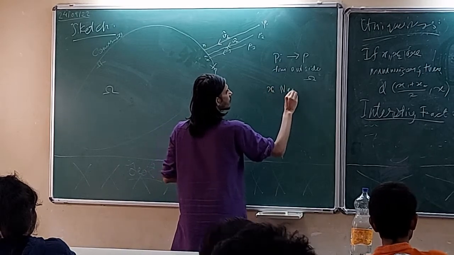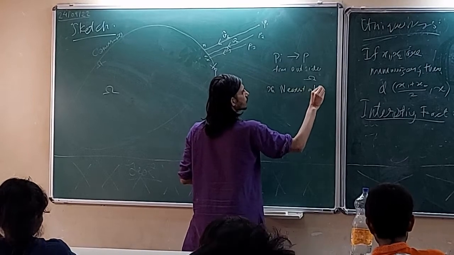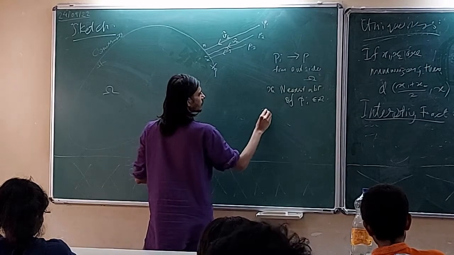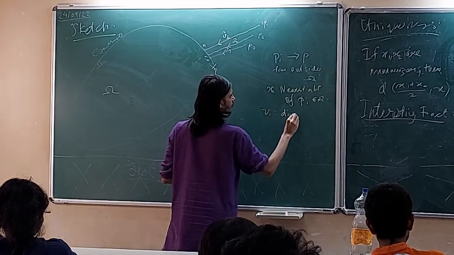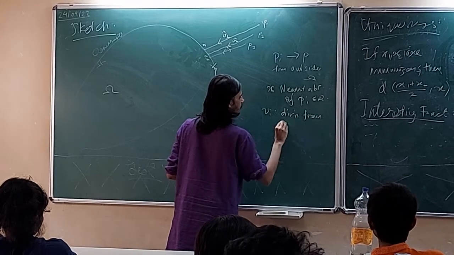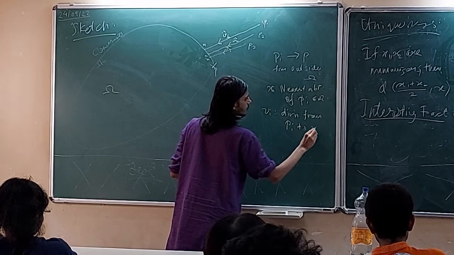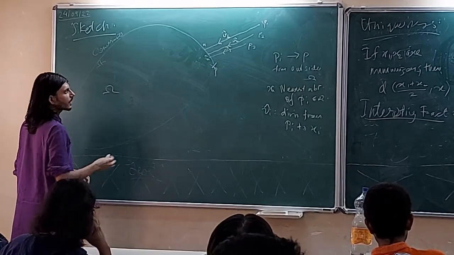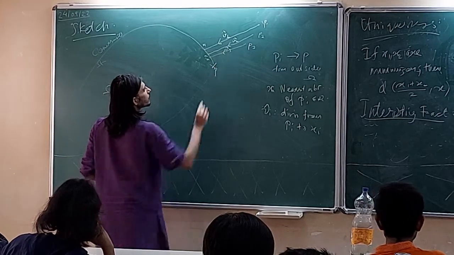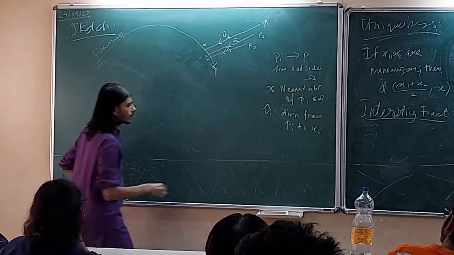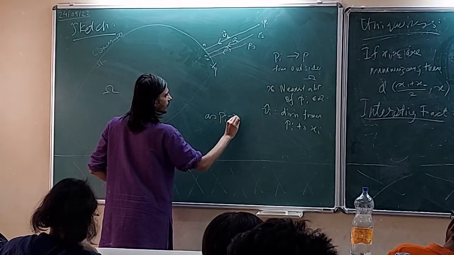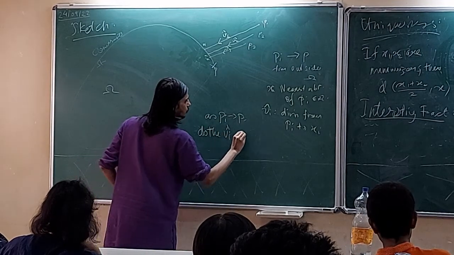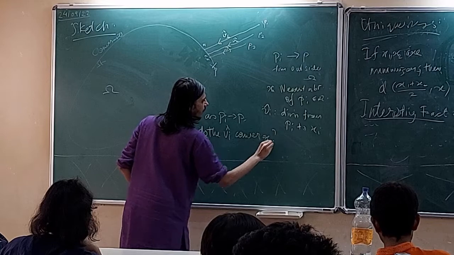Xi is the nearest neighbor of Pi in omega, and Vi is the unit direction from Pi to Xi. I am not writing unit, but I have written the hat, so that should be good. As Pi converges to P, do the Vi hats converge? That is a question worth asking. And what if it does converge?